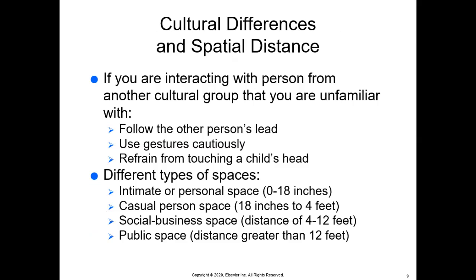Different types of spaces. Intimate or personal space is 0 to 18 inches away. Casual personal space is 18 inches to 4 feet. Social business distance is 4 to 12 feet. And public space, distance greater than 12 feet.